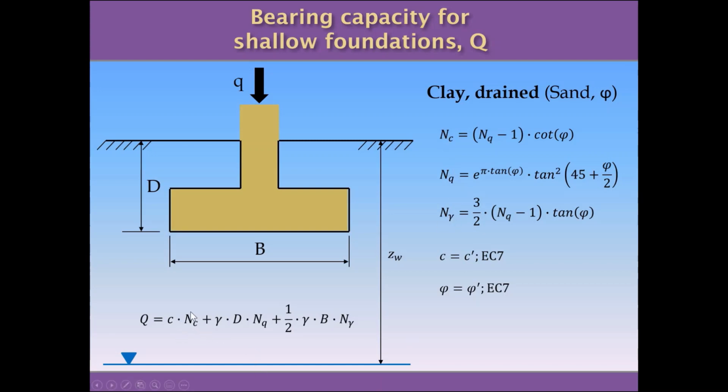And with this angle of internal friction, we are going to calculate these three coefficients I mentioned before, and in our formula they are here, NC, NQ, and N gamma. So if we replace the value of the angle of internal friction in these formulas, we are going to be able to determine these coefficients.